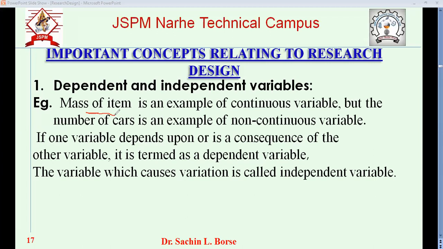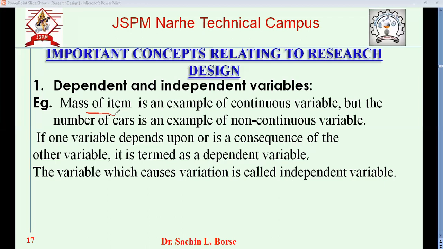One can have 60 kg, one can be 61, 75, like this. So that variable is what? Continuous variable. Mass of an atom or mass of, we can say, a person. So it is a continuous variable.